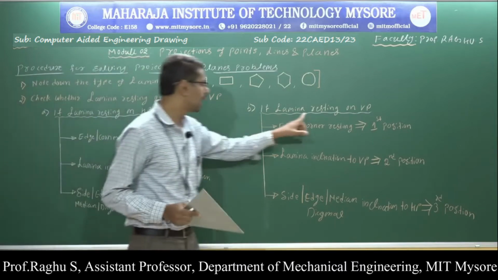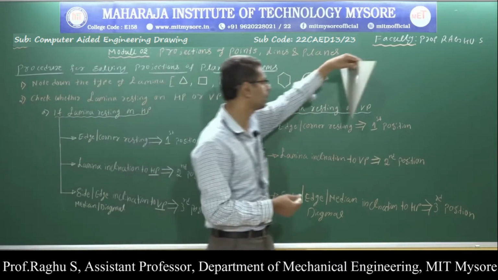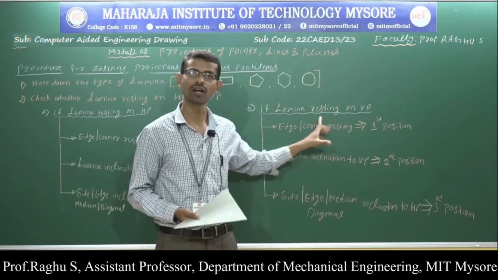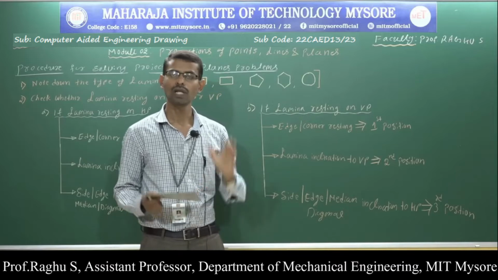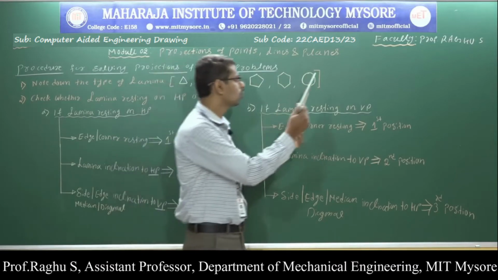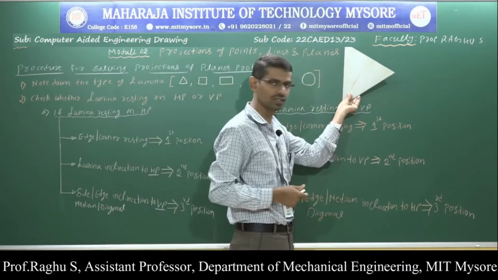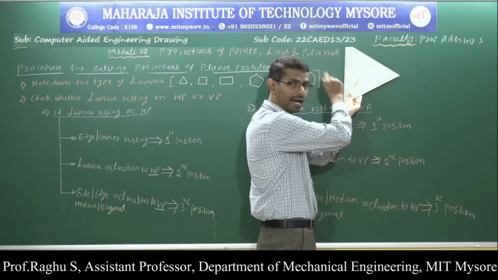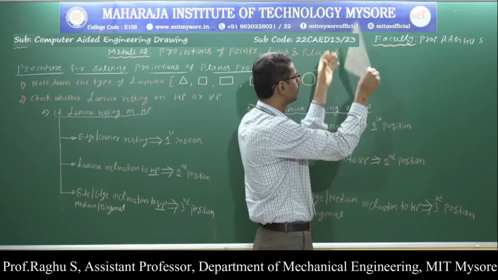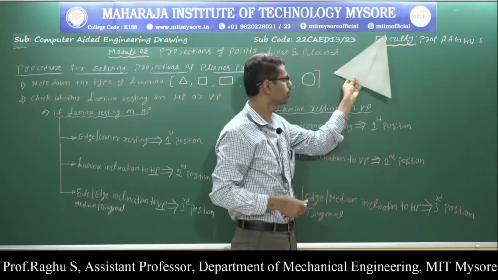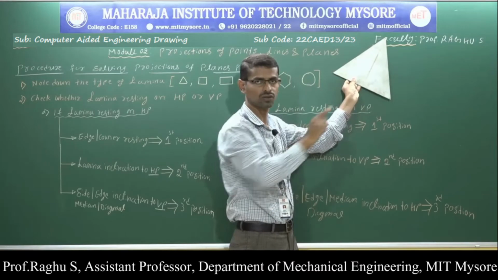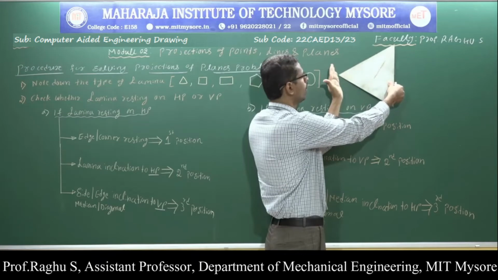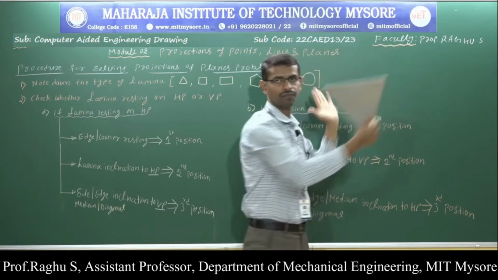Similarly, suppose the lamina is resting on VP, next check whether the lamina is resting on an edge or corner. If the lamina is resting on an edge, start the first position with the edge resting condition. Here, towards the left side, the edge should come. Next, if the lamina is resting on a corner, start the first position with the corner resting condition. Towards our left side, the corner should come.